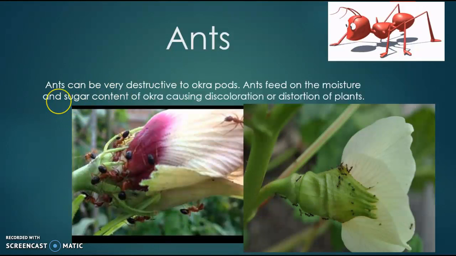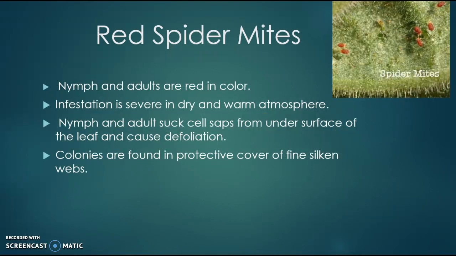Ants. Ants can be very destructive to okra pods. Ants feed on the moisture and sugar content of okra, causing discoloration or distortion of plants.